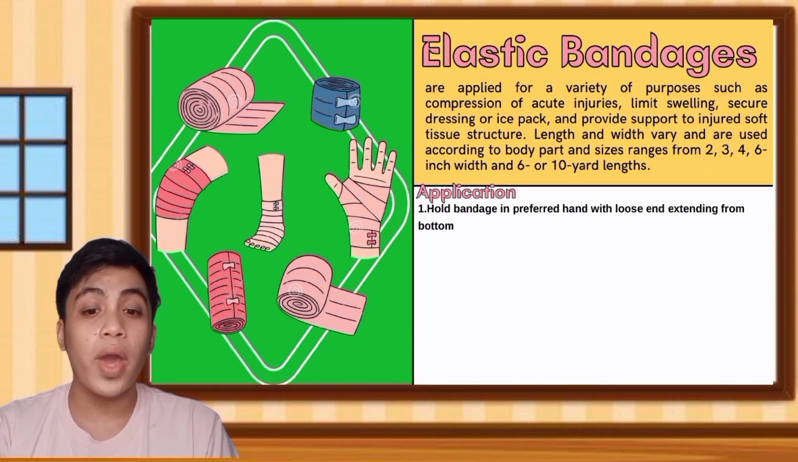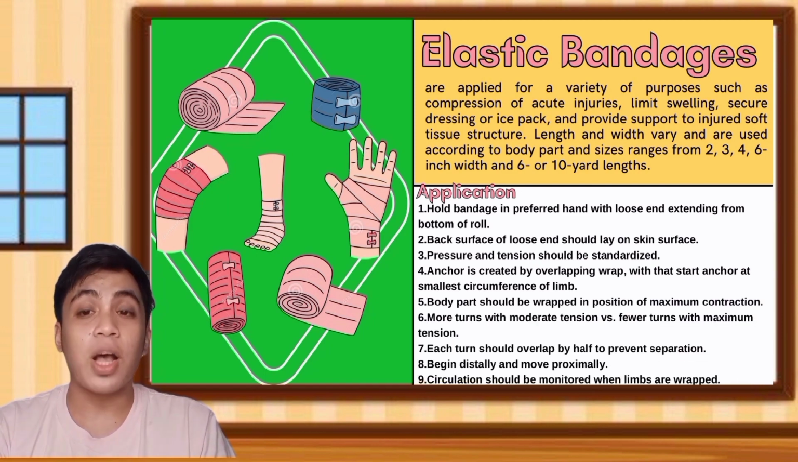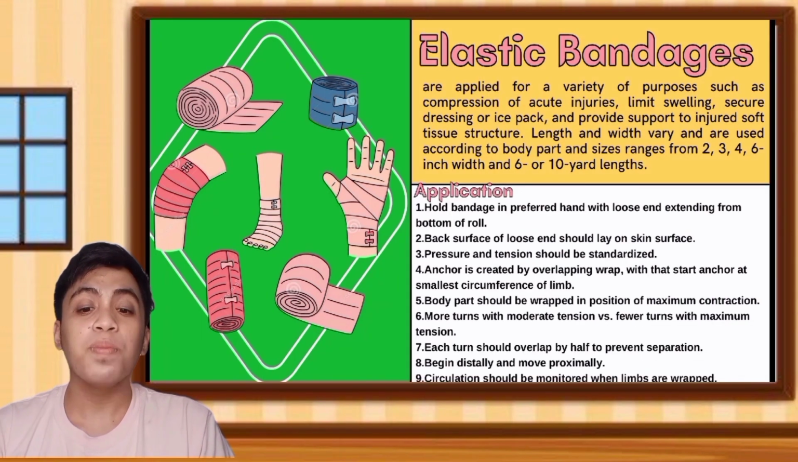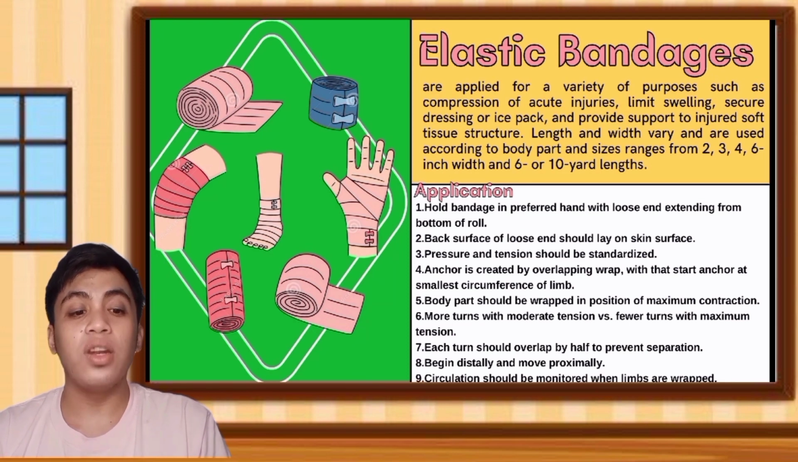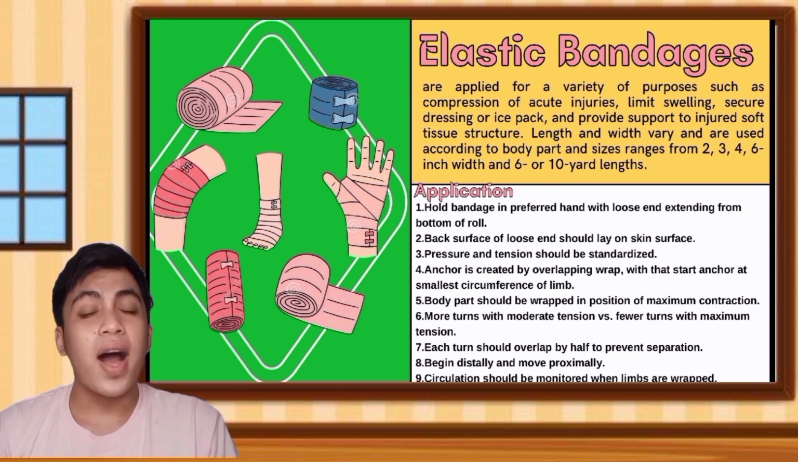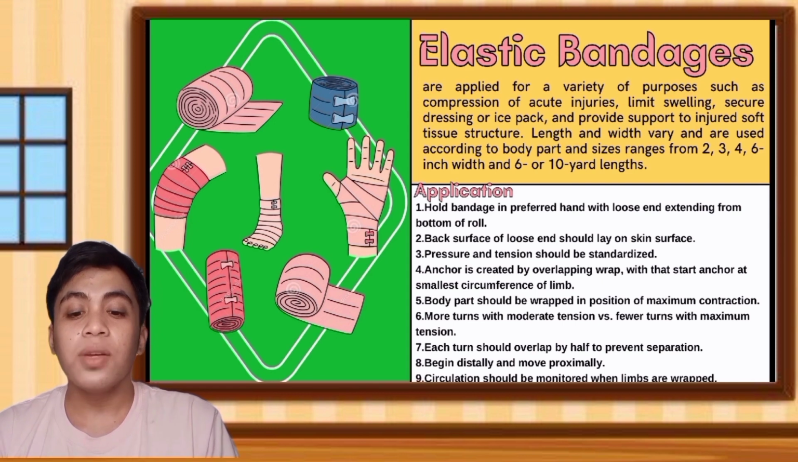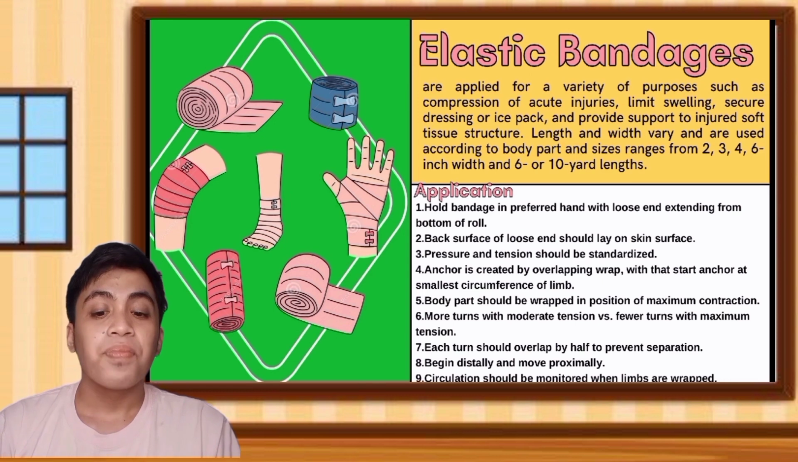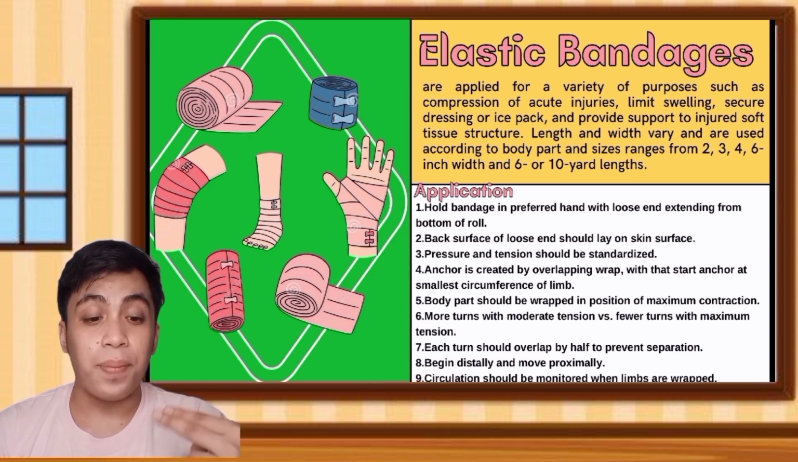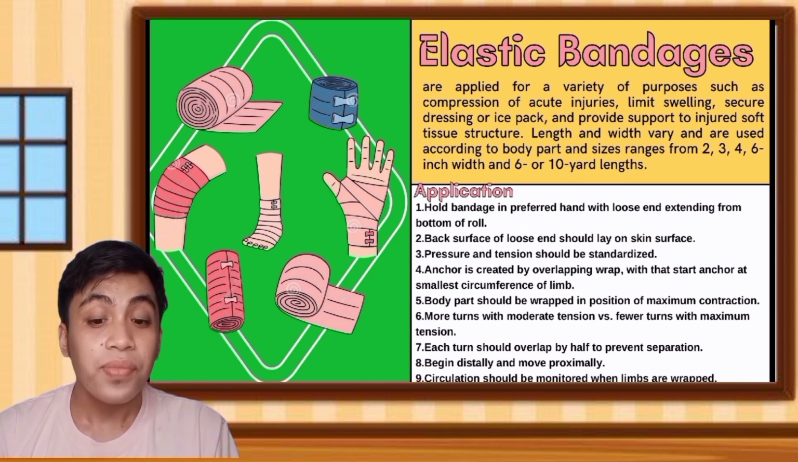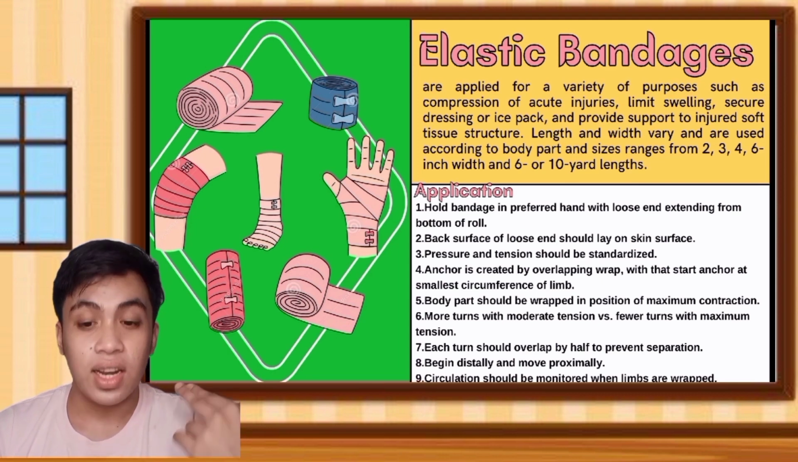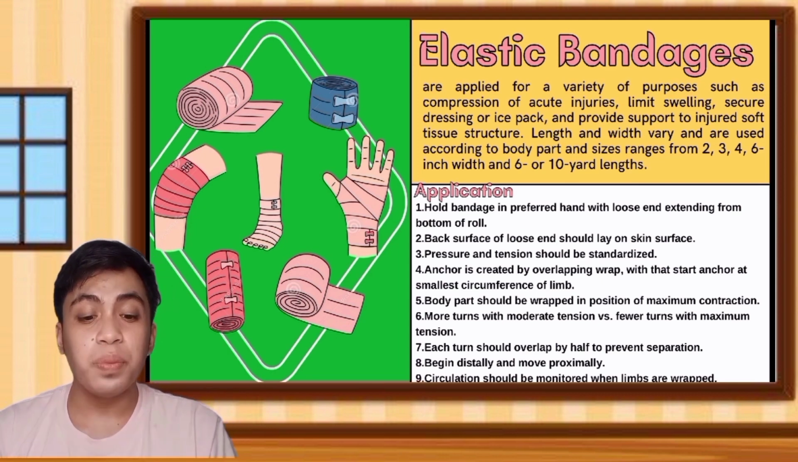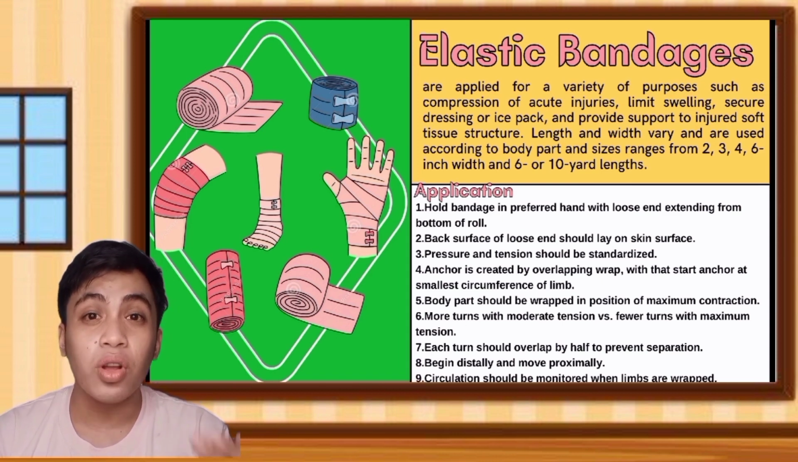Here are 9 steps of bandage application. First, hold the bandage in the preferred hand with the loose end extending from the bottom of the roll. Second, the back surface of the loose end should lay on the skin surface. Third, pressure and tension should be standardized. Fourth, an anchor is created by an overlapping wrap. Fifth, we should start the anchor at the smallest circumference of the limb, and the body part should be wrapped in the position of maximum contraction.